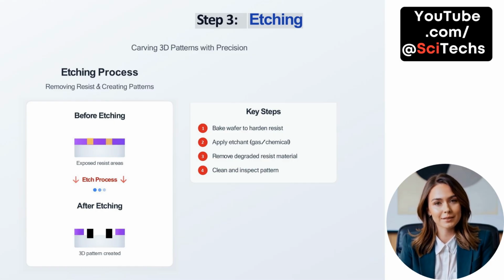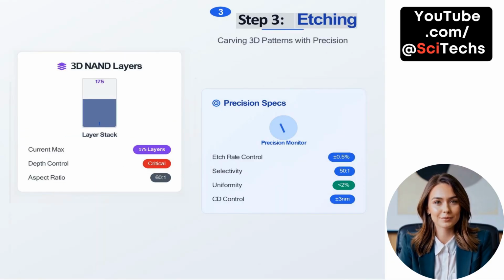Next, an etchant, either a reactive gas for dry etching or a chemical liquid for wet etching, is applied. This etchant removes material from the exposed areas of the wafer. Once etching is complete, the degraded resist is stripped away, exposing the newly formed 3D pattern. The final step is cleaning and inspecting the wafer to ensure the pattern is accurate and free of defects. This sequence, bake, etch, strip, and clean, is essential for ensuring precise, repeatable pattern transfer in semiconductor manufacturing. Step 3. Etching.